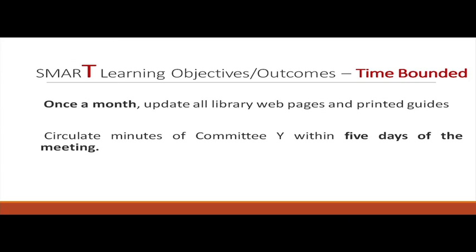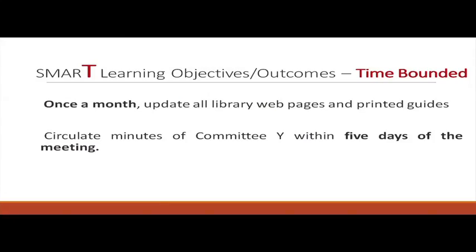T is for time bounded. Increase membership of the sports center by 10% over the next 6 months. That is the time period we should maintain. Formulate plans for research on topic X and submit a grant application to the X research council by 1st June 2009. So, this is time bounded. Once a month, update all library web pages. Circulate minutes of committee Y within 5 days of the meeting. So, 5 days of the meeting is important.